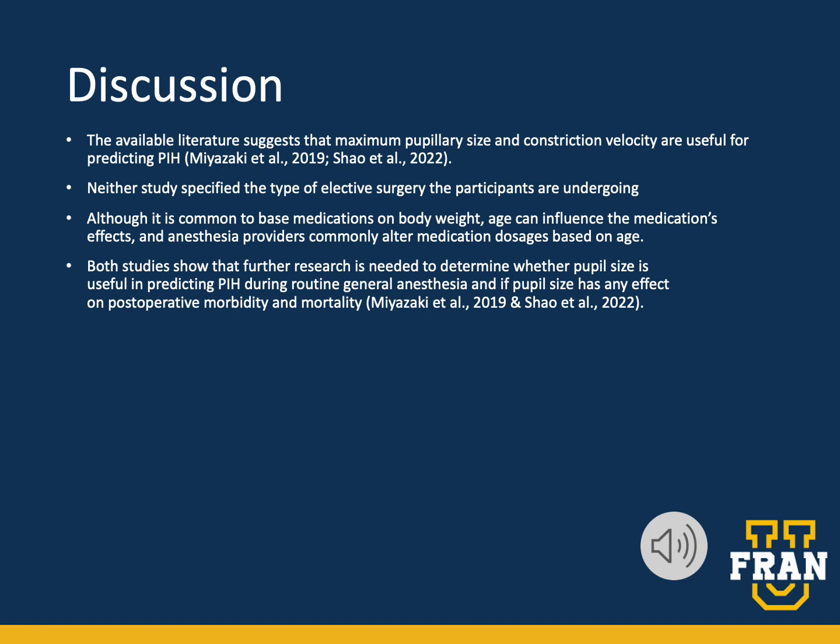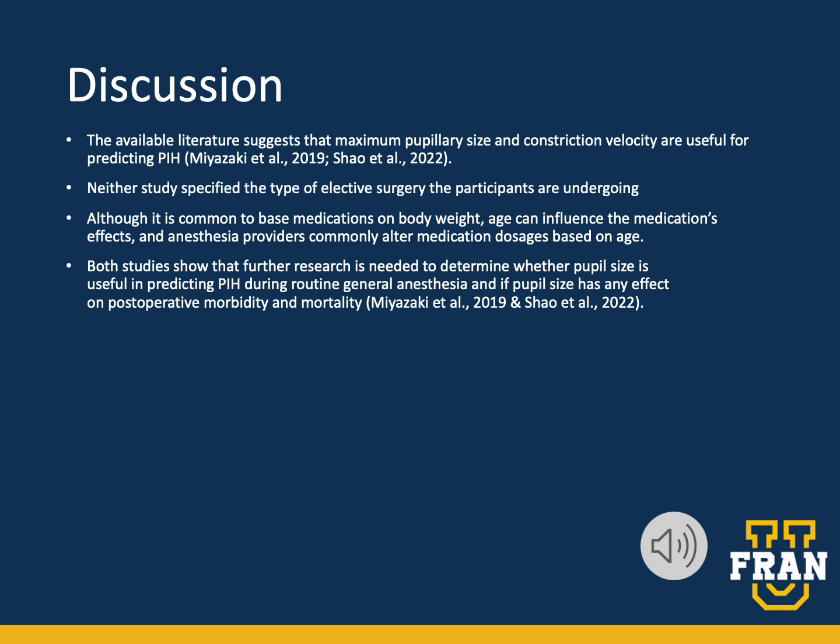As suggested by the available literature, maximum pupillary size and constriction velocity are useful for predicting PIH. In both articles, advanced age was associated with PIH, which agrees with current research showing the general deterioration of somatic nerve function and SNS reactivity. Neither study specified the type of elective surgery the participants were undergoing, which can affect blood loss and the range of hemodynamic changes to expect.